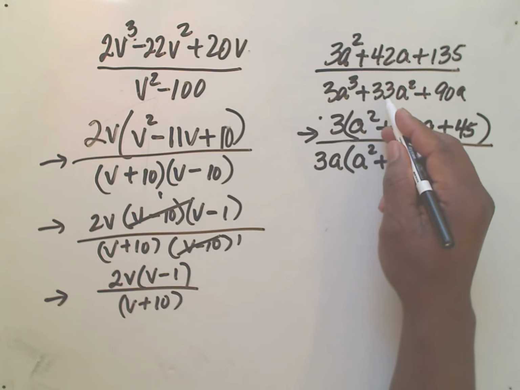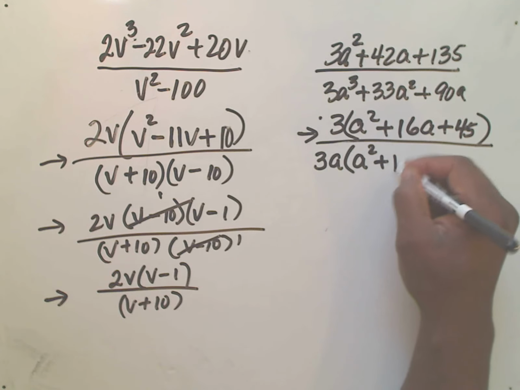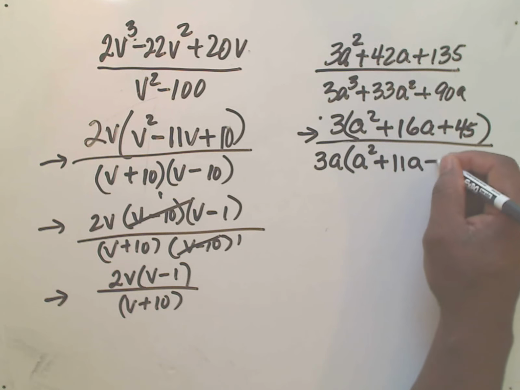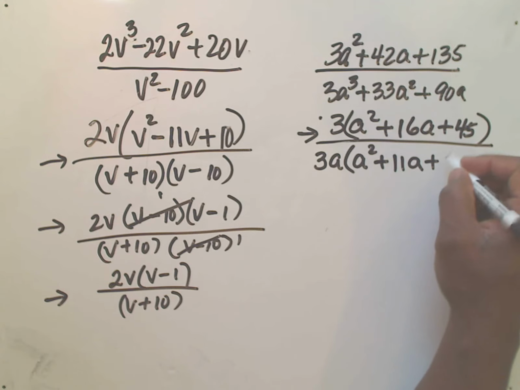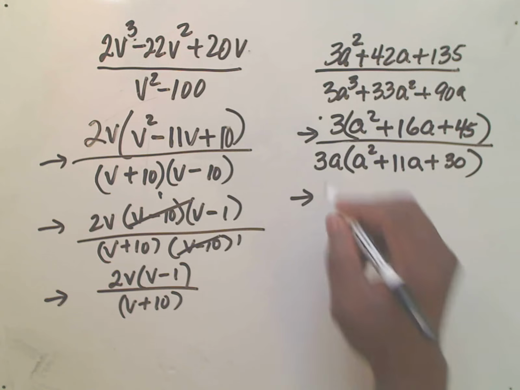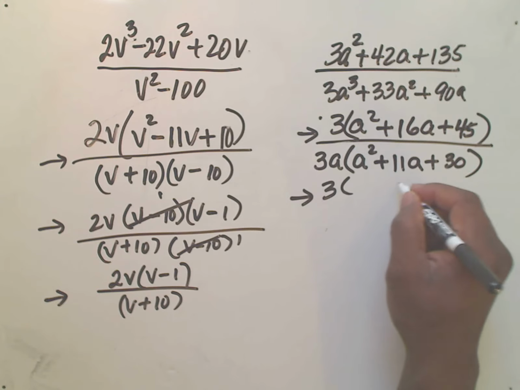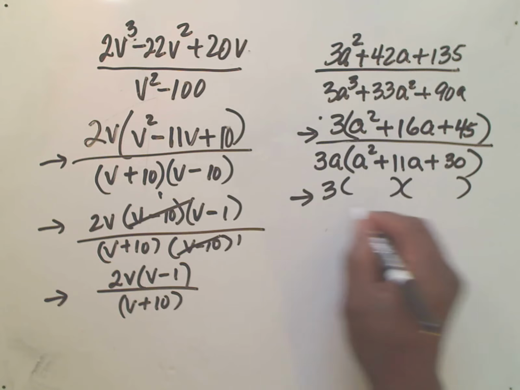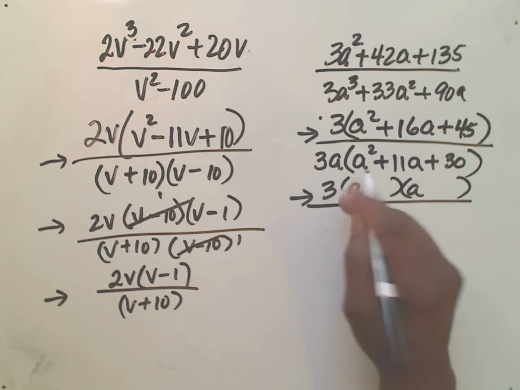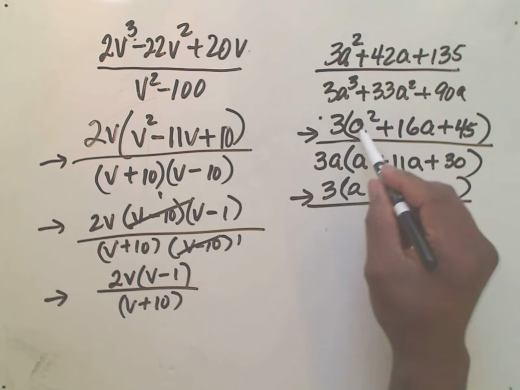Plus 3 from 33 leaves you with 11. A from a squared leaves you with 1a, plus 3 from 90 leaves you with 30, and you take an a, there's no other a left. If we factor the trinomials in the numerator and denominator, we'll get a times a will give me the a squared.